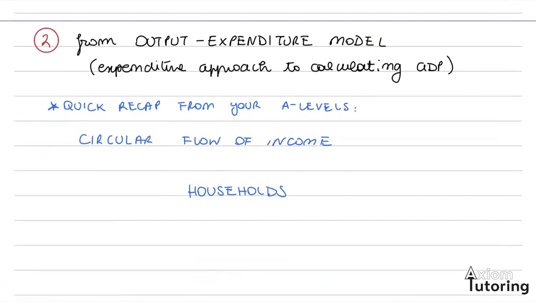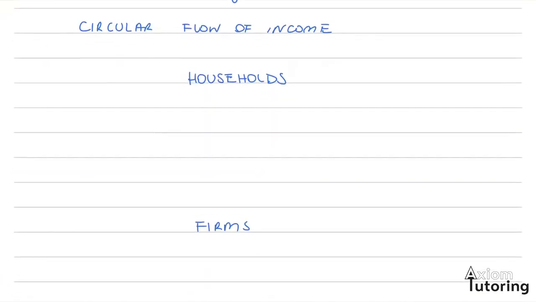Now it's time to introduce a new way of defining output, and specifically, this new way comes from the output expenditure model. So basically beginning from the expenditure approach to calculating GDP and something that relates very closely to A-level economics, and specifically the topic of the circular flow of income.